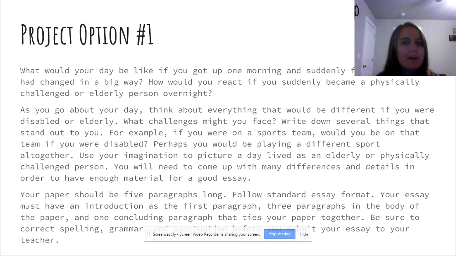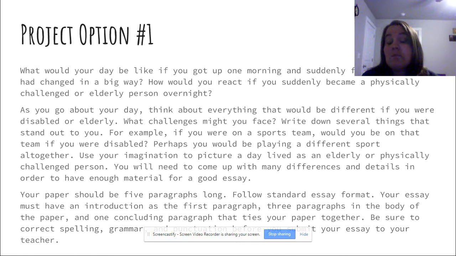So pretend that one morning you wake up and you have these disabilities or challenges, and write a paper. Tell me what you think a day in the life of the person would be like. Have fun with this and be descriptive. Come up with lots of differences. Don't just say, oh, it could be hard, and make it good, right? Five paragraphs telling me, man, it would be hard because I wouldn't be able to do this, or this, or maybe this would change.